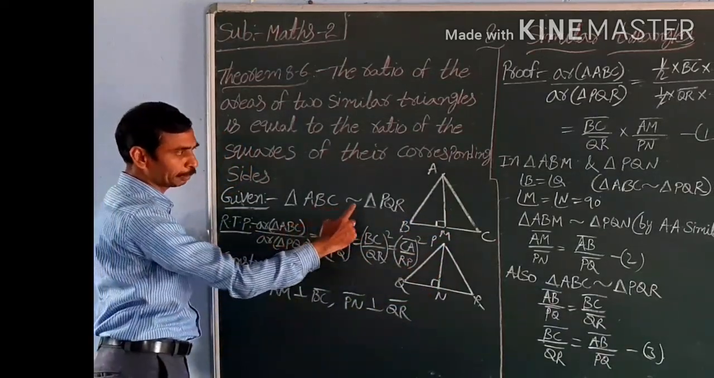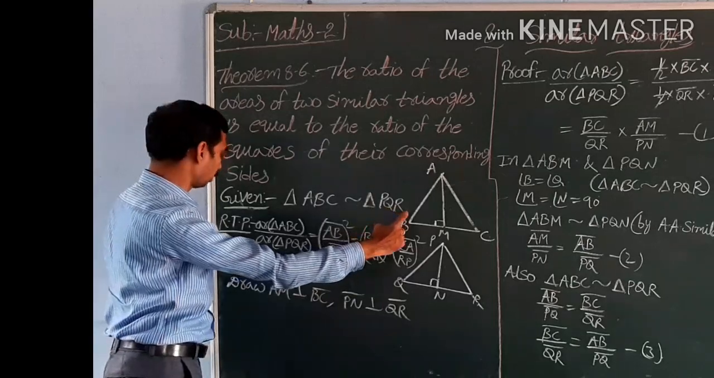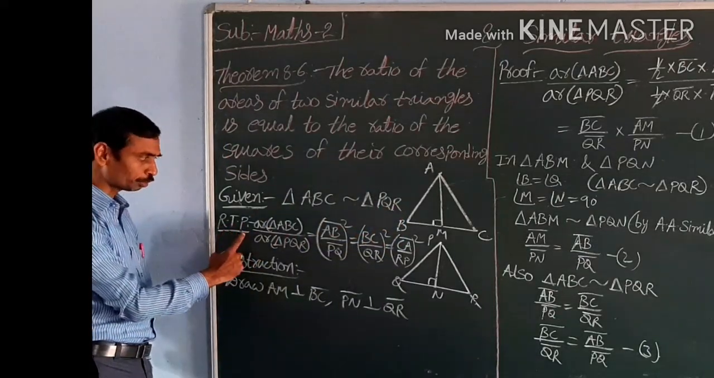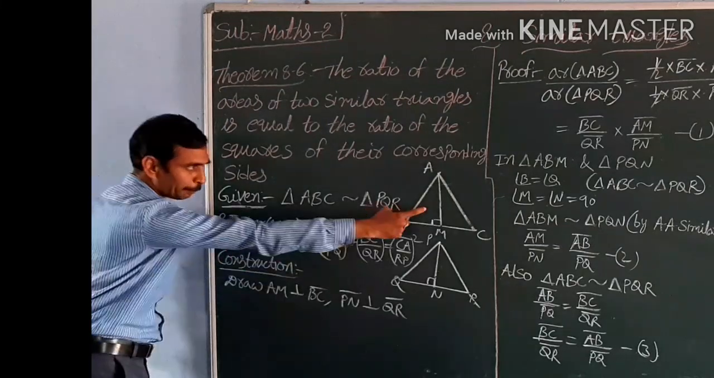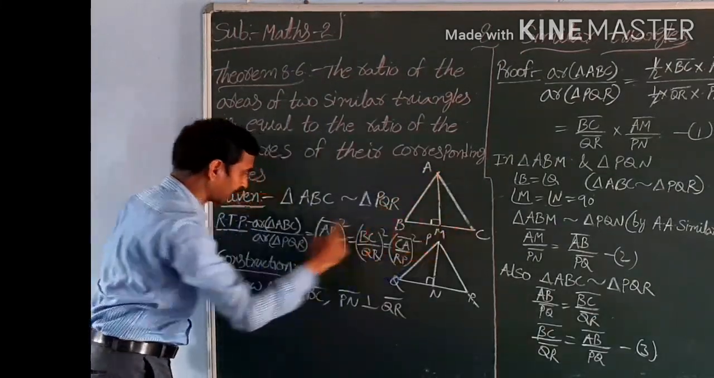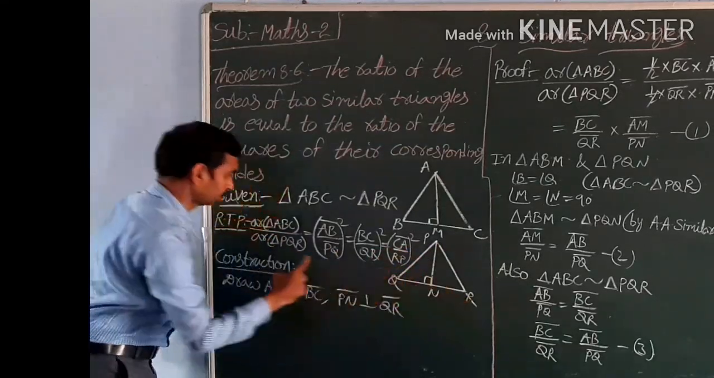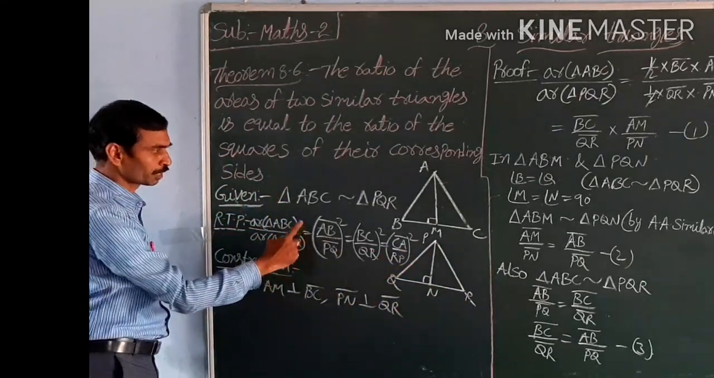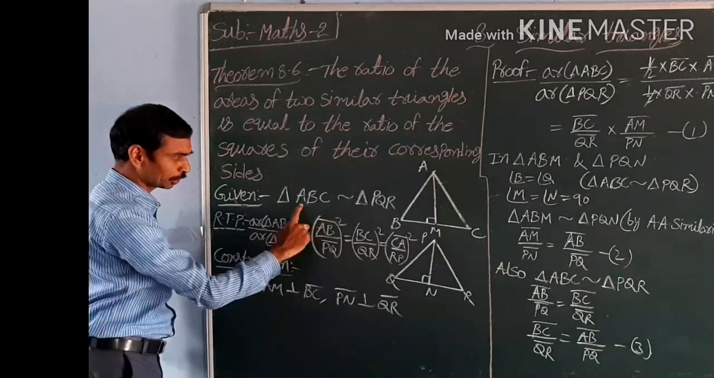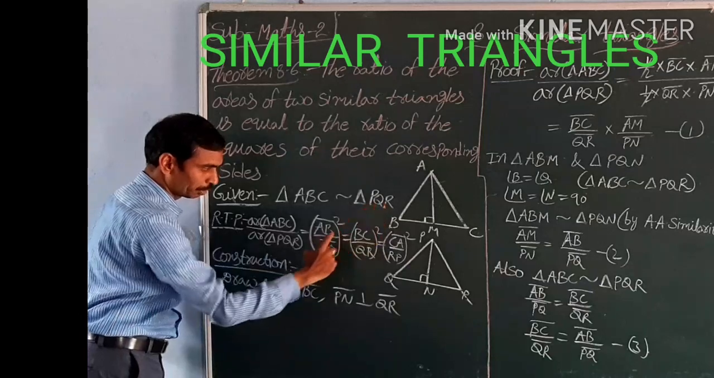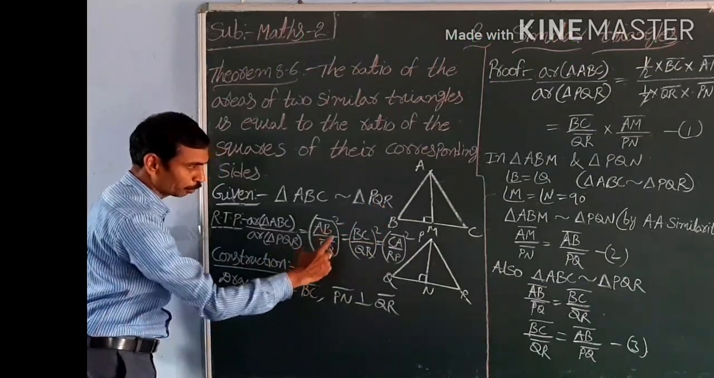Triangle ABC is similar to triangle PQR. RTP, required to prove. What do we want to prove? Here, first, the area of triangle ABC, by the area of triangle PQR, is equal to... Here the first two sides. First side here, AB; the corresponding side, PQ. AB by PQ whole square.